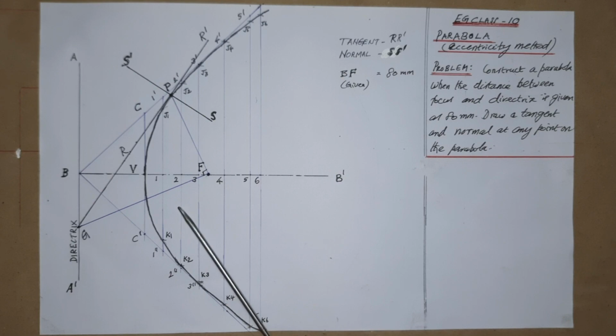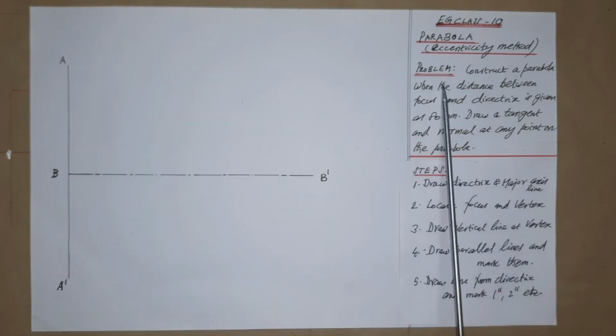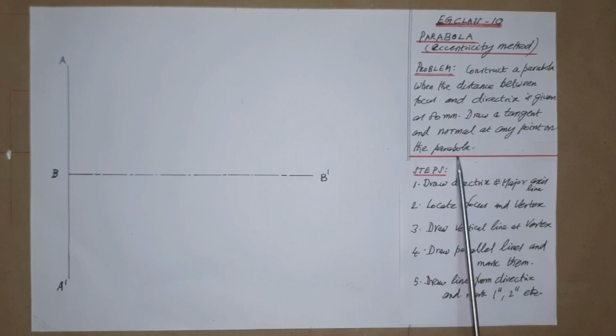Here, first refer to the final finished drawing for easy understanding. However, we will see the procedure of drawing step by step from the next one. As per the problem, the distance from the directrix to the focus is given as 80 mm, and this may be suitable for the eccentricity method.